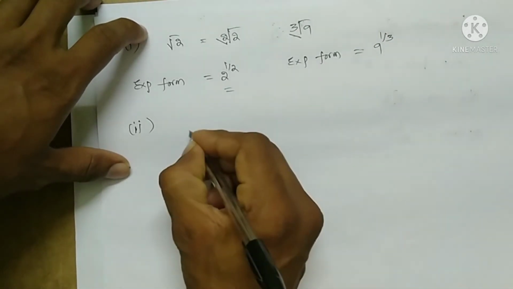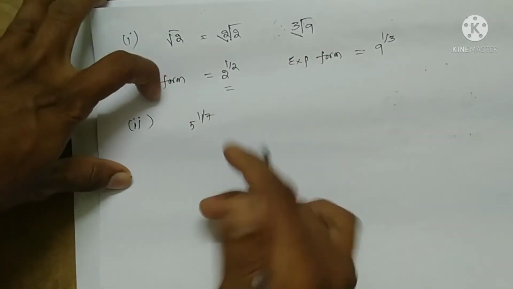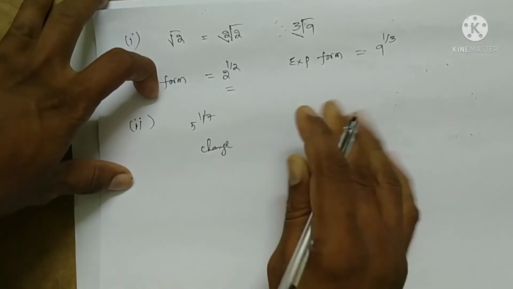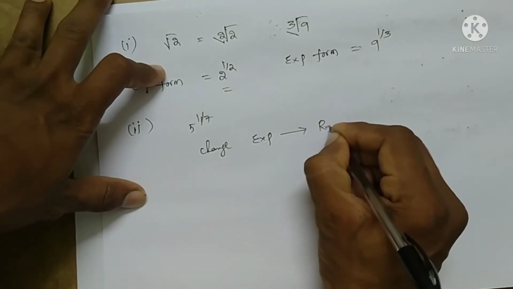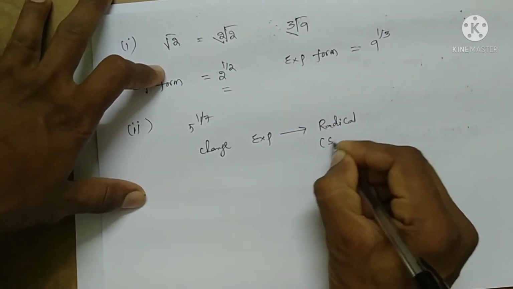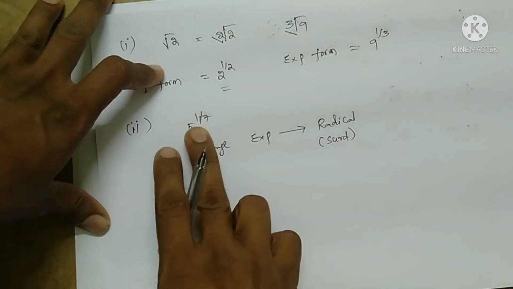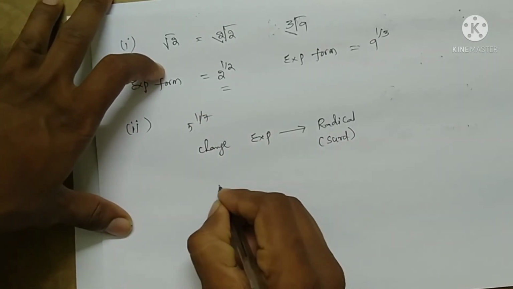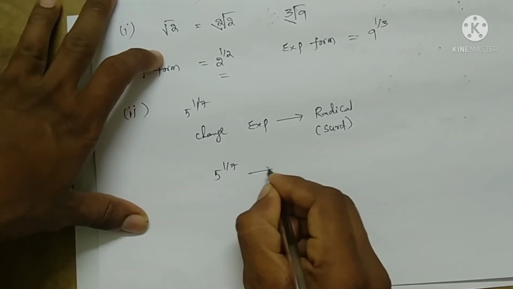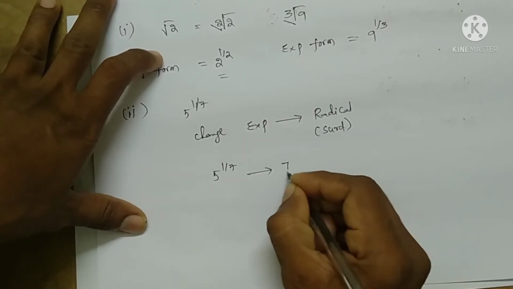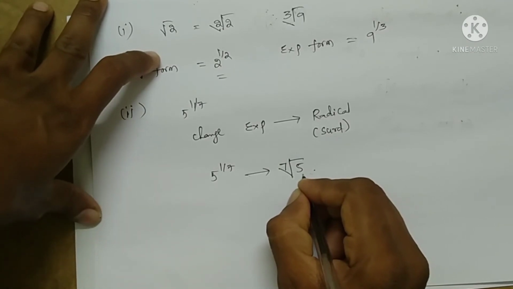So here 5 power 1 by 7. First question is 5 power 1 by 7. Change exponential form to radical form, right? Radical form or surd form. So 5 power 1 by 7 is exponential form. So here radical form is 7th root of 5. It is a surd form or radical form.